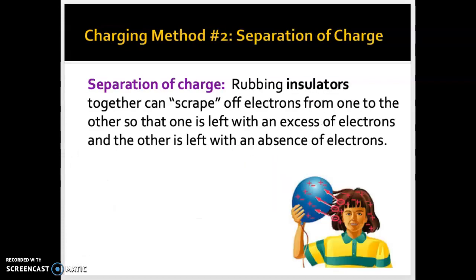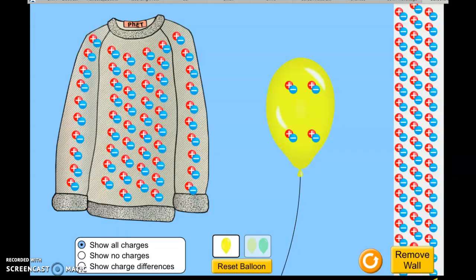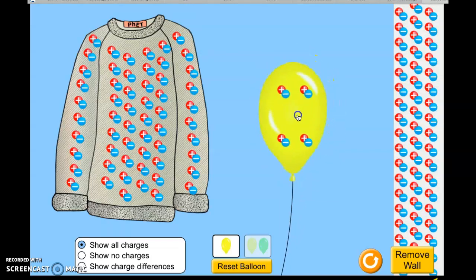Okay, the second charging method is called separation of charge. This is a way to charge insulators, like a balloon. Let me show you an example of that. Here's a PhET simulation. We've looked at PhET simulations before. And I'm going to take the balloon, which is neutrally charged, right? You've got as many pluses as you have minuses.